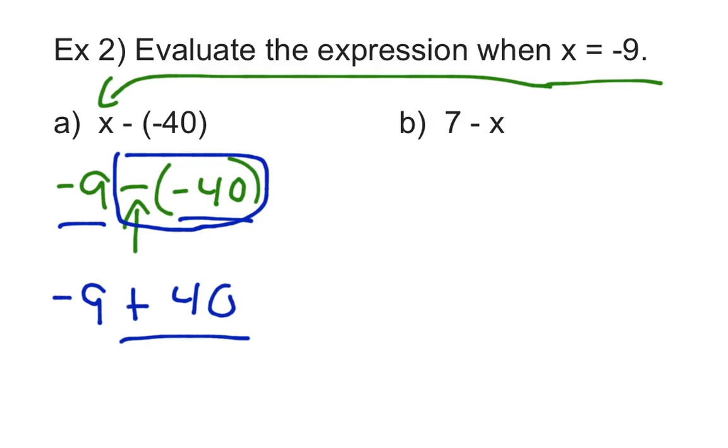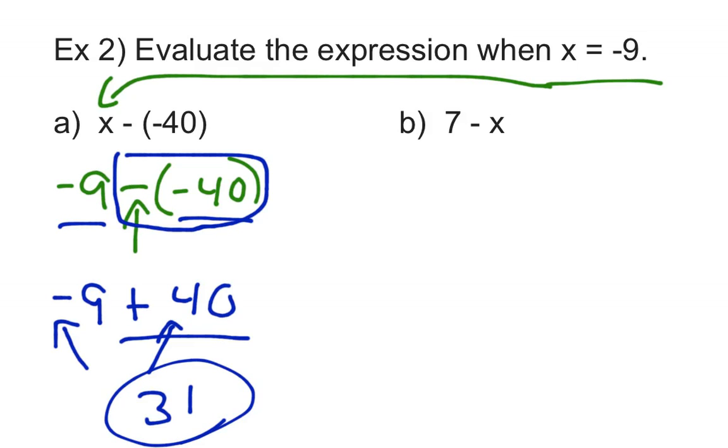I have a negative 9. I have a positive 40. Signs are different, so we subtract. 40 minus 9 gives us 31. The 40 was larger, so the positives have more. So 31 is my final answer.